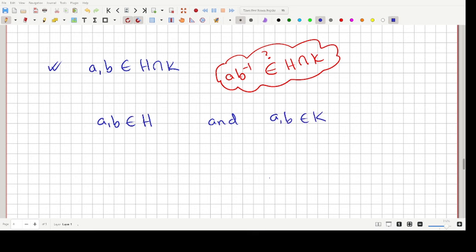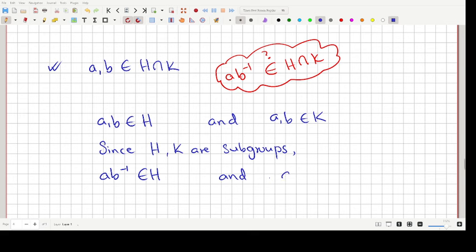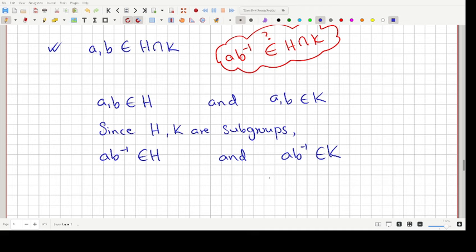Now since H and K are subgroups, both of them satisfy that a b inverse belongs to H and a b inverse belongs to K, right? And since a b inverse belongs to both H and K, we can say that a b inverse belongs to H intersection K. So all our three properties are proved now, and therefore we can say that H intersection K is a subgroup of G.